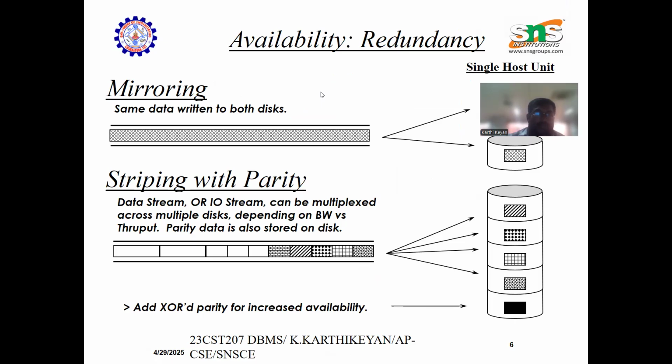So availability through redundancy is called a mirror. The same data is written to both disks, or striping with parity bit. For example, a data stream or I/O stream can be multiplexed across multiple disks depending on bandwidth and throughput. For parity, data is also stored on the disk, and XOR parity increases the availability. This is a mirror.